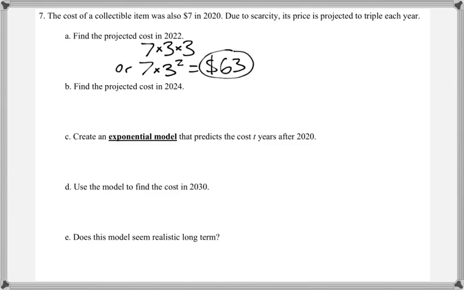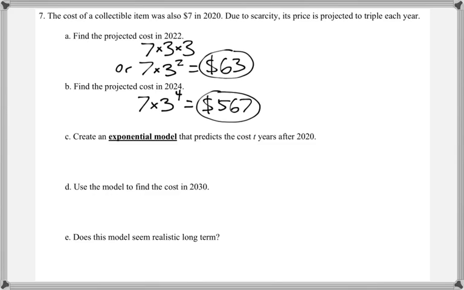So find the projected cost in 2024. That would be 7 times 3, not to the 2, but to the 4, because it's 4 years after. And that would be $567.